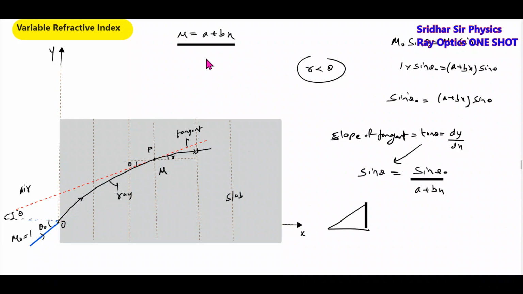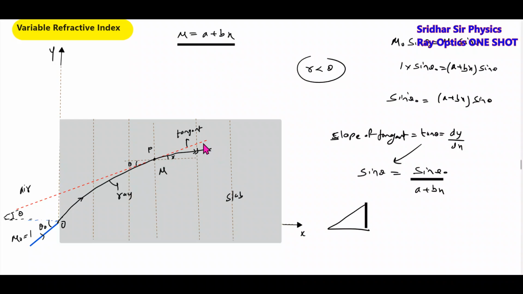Why will it bend? First of all, what is the mu? It varies along the x-axis. So how is the boundary? If the refractive index varies along the x-axis, the boundary will be parallel to the y-axis. Now the ray will enter, and the x-axis will be normal everywhere. The line parallel to the x-axis will become normal at point P, and this is a boundary. The ray will bend because it is moving from rarer to denser, as mu increases, so the ray will bend towards the normal, like this.